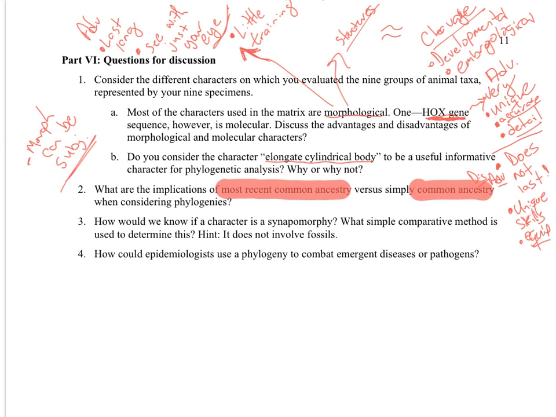We can look at the fossil evidence and identify pentadactyl structure as a definite synapomorphy, or a commonly derived character from a most recent common ancestor. All right, the last question is this idea of epidemiologists and phylogeny.